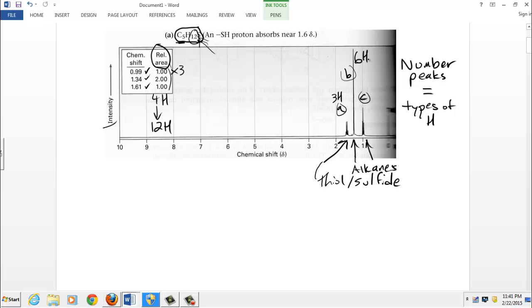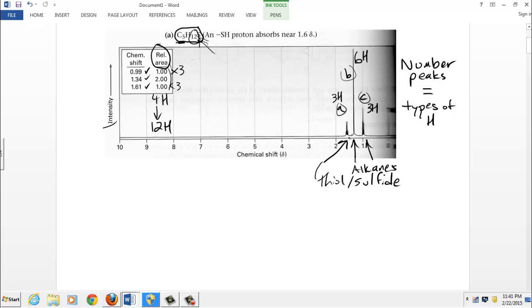6 hydrogens are producing peak B, and peak C is, again, 1 times 3, 3 H's. There we go. So 3 plus 6 plus 3 more is 12. That accounts for all our hydrogens in the molecule. That's integration, or peak areas. Now let's take a look at splitting.